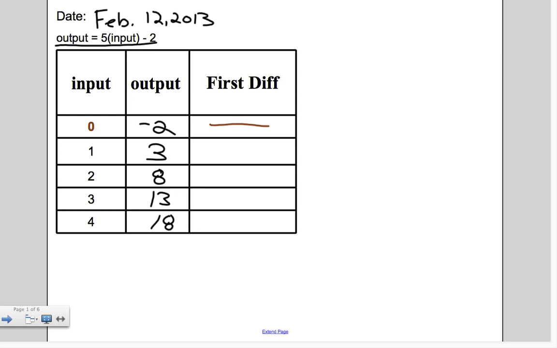I encourage you, as you start getting familiar with this, to write out the arithmetic, because especially if we got negatives in there, you're going to get confused. So it's this number minus that number. And that's where the confusion comes in. Here we got a double negative. So negative minus negative is positive. First difference is 5. 8 minus 3 is 5. 13 minus 8 is 5. And 18 minus 13 is 5.